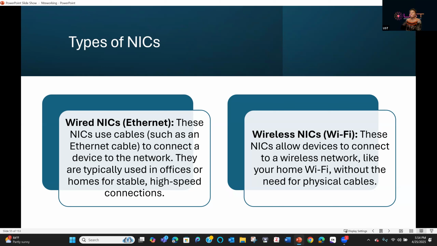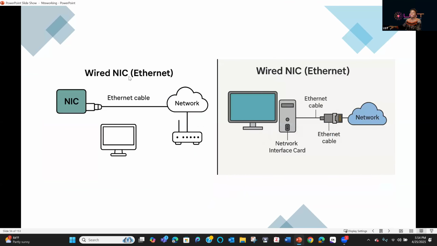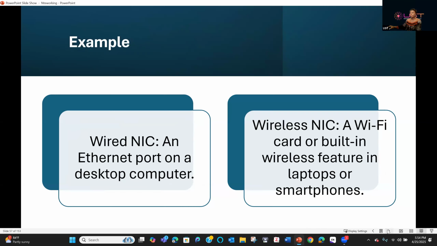And what of the wireless NIC, or Wi-Fi? These NICs allow devices to connect to a wireless network, like your home Wi-Fi, without the need of a physical cable. By now, we already know what that is. This is a typical example. This picture does not have a wireless connection, but I believe I have it in the next photo, right? And this is what is connected, again, through the Ethernet.